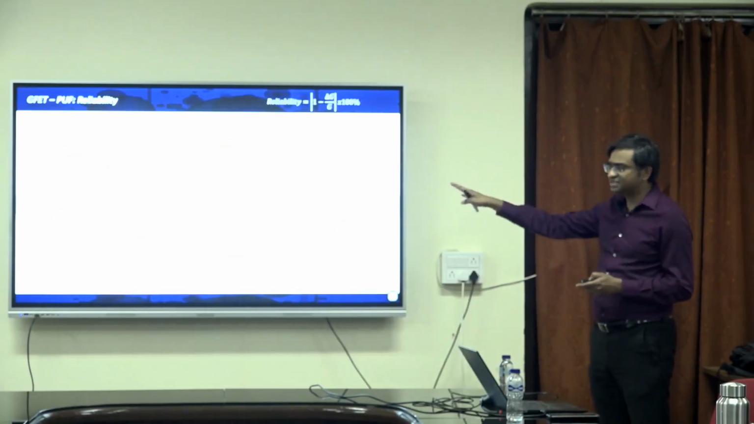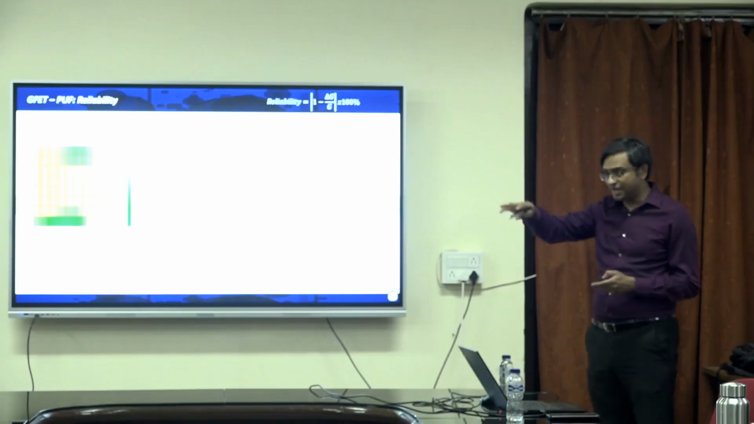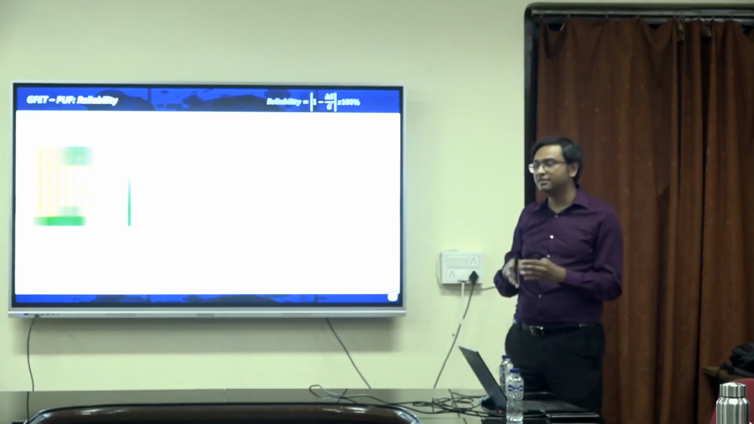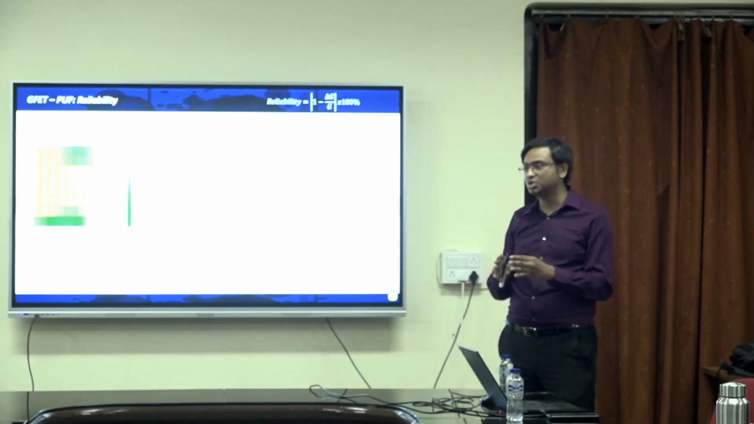And then there are other things that you have to check, because you asked about reliability. This has to be reliable with different voltages that I apply. The conductance should not change.